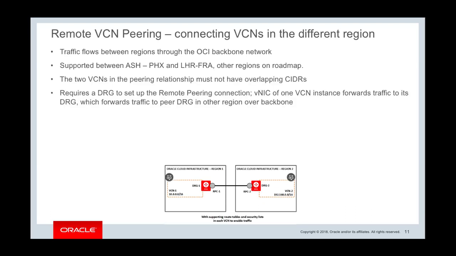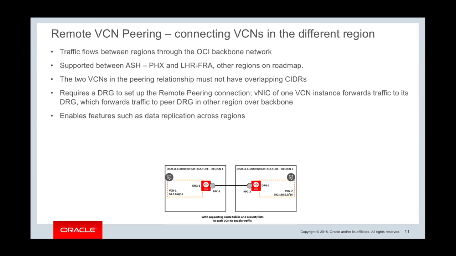Again, for VCNs to be paired, even in the case of remote peering, they must not have overlapping CIDRs. In the case of a remote VCN pairing, you need to set up a dynamic routing gateway and create a remote peering connection. The traffic flows from the virtual NIC of an instance in one region to the local DRG, then from that DRG to its peer DRG in the other region, and from there onwards to the VCN or the local subnet in that particular region.